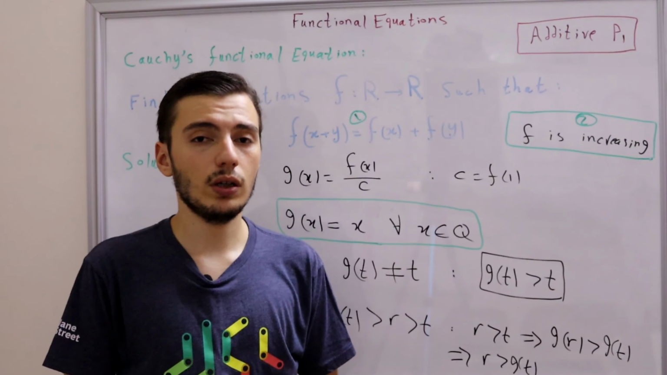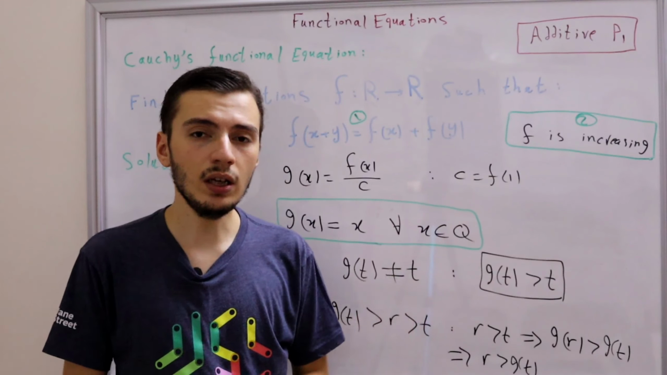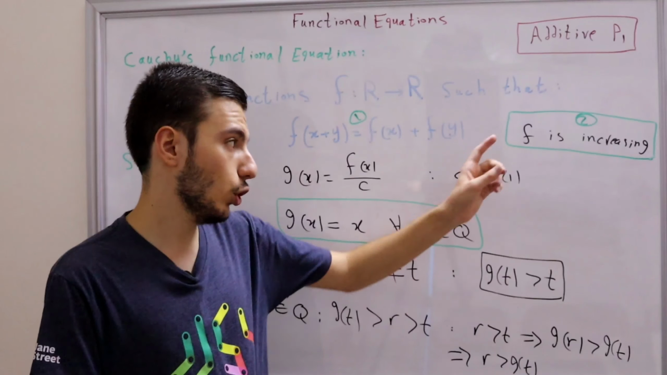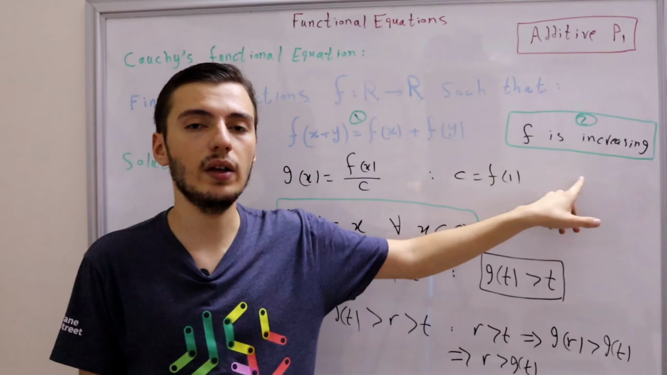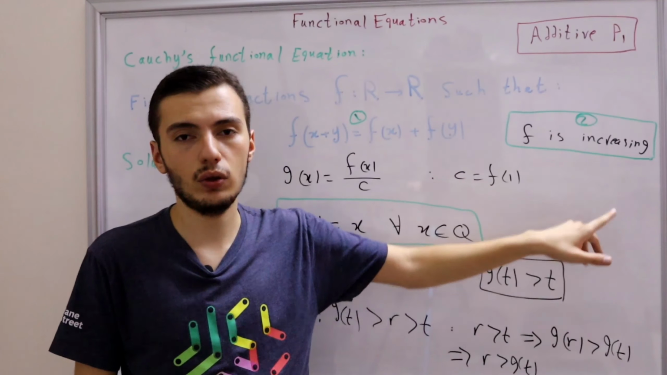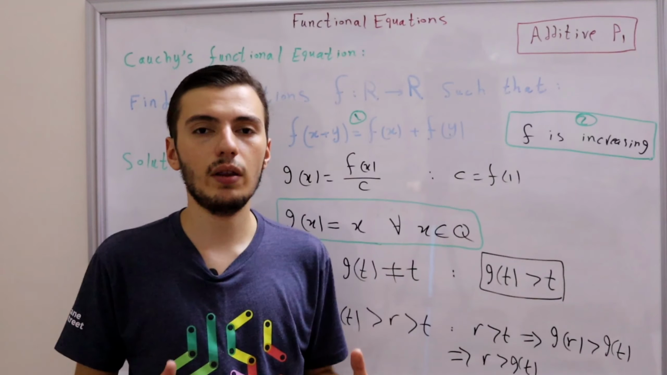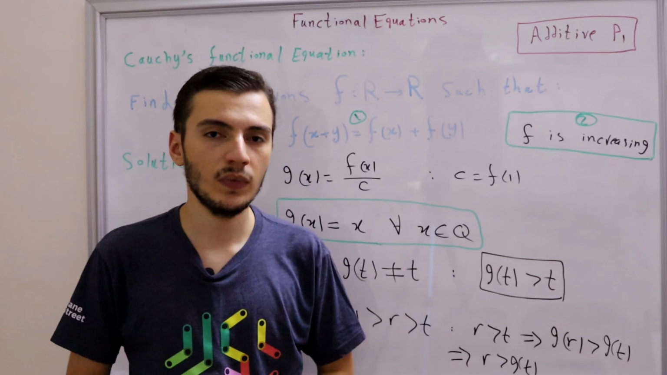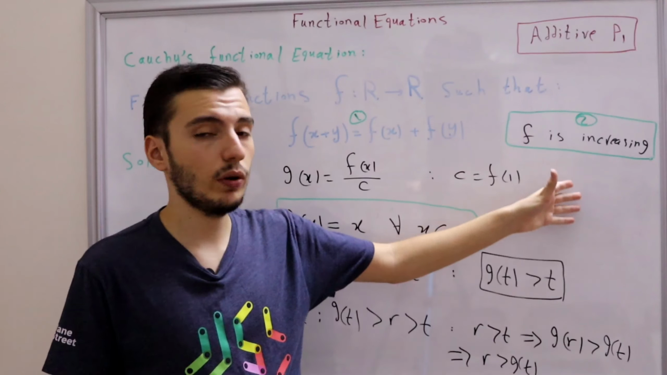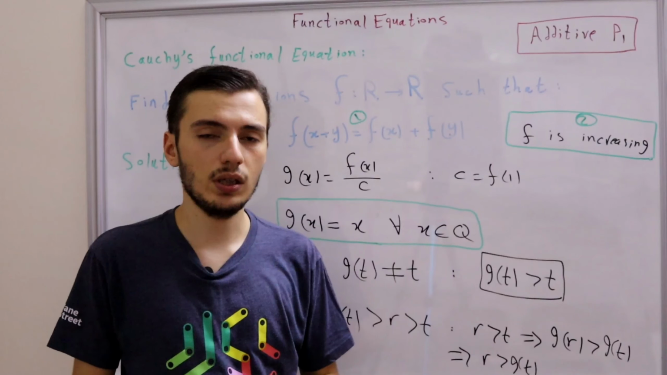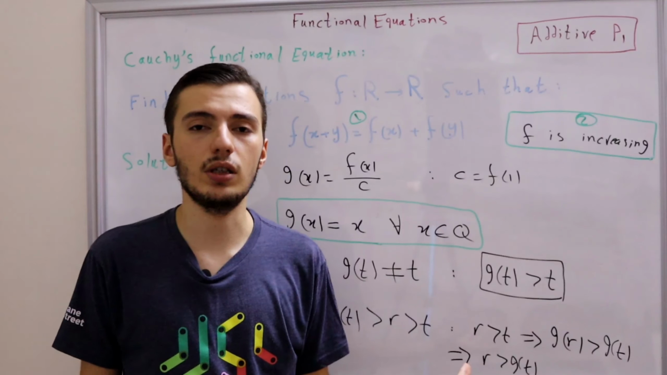But if you are solving it with real numbers, then you need to show one more condition, and that is to show that f is increasing, or f is decreasing, or f is continuous. And of course, there are other conditions as well, but these are the three most important ones. And when you can show one of them, then you are done. You can say that f of x is equal to c times x for some constant c.